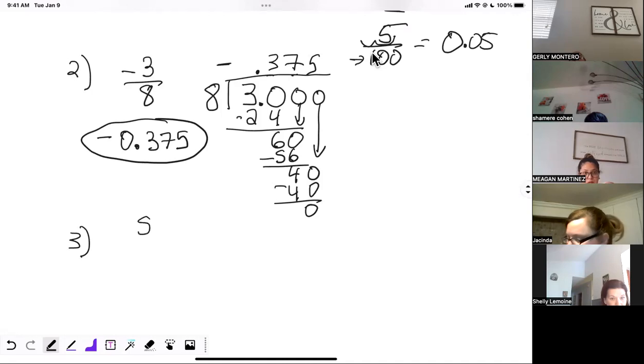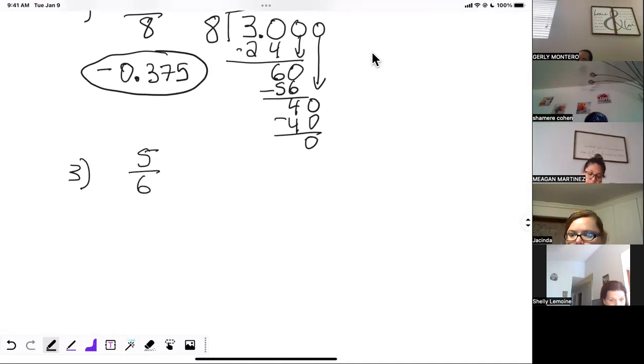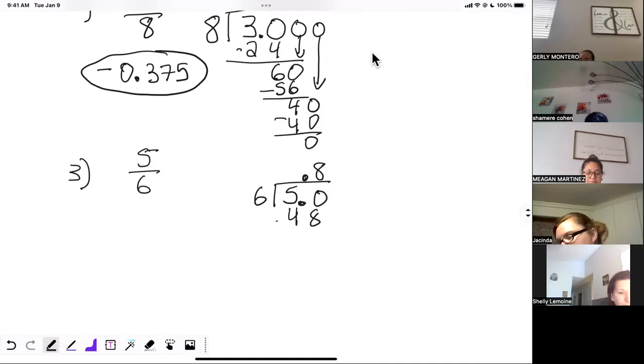Three. 5 over 6. Again, the denominator 6 is not a multiple of 5, so I have to divide. 5 divided by 6. This is going to be a decimal with 0. I'll put my decimal here. Okay, how many 6s are in 50? That would be 8, because 8 times 6 is 48. 2, add a 0, bring it down, 20. How many 6s are in 20? That would be 3, for 18.